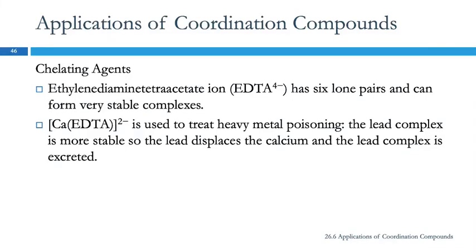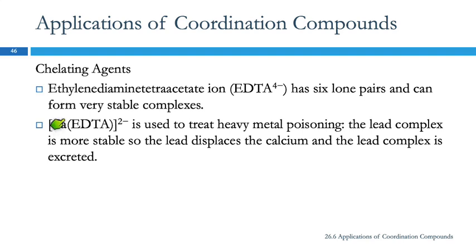Applications of coordination compounds, chelating agents. So we talked about EDTA, the ethylenediaminetetraacetate 4- ion. It has 6 lone pairs and can form very stable complexes with ions. So we can use a chelating agent like this. We can put it into a solution and have it tie up or occupy metal ions.